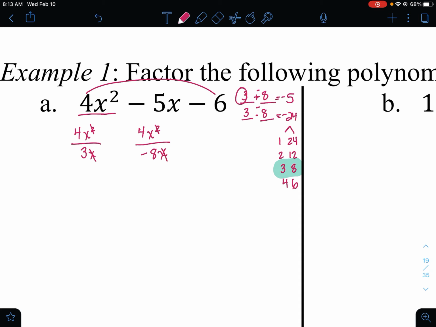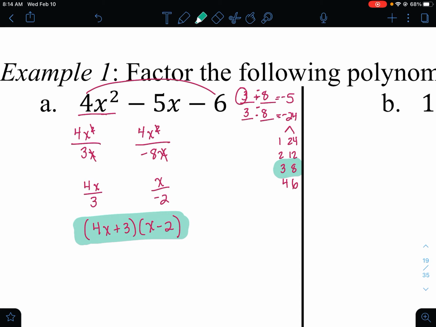And then you just reduce your fractions. So this fraction reduces to 4x over 3. My second fraction is going to reduce to x over -2. So then these are actually your binomials. So 4x plus 3 times, whoops, not 4x, just x minus 2. Okay, and that's your answer. We're all finished.